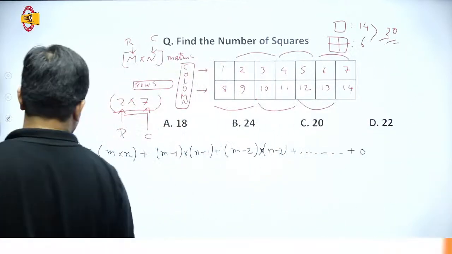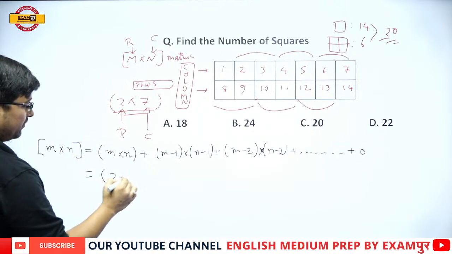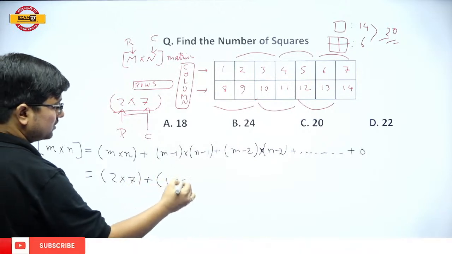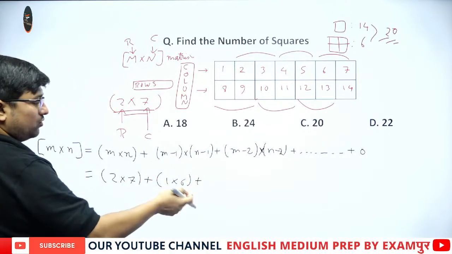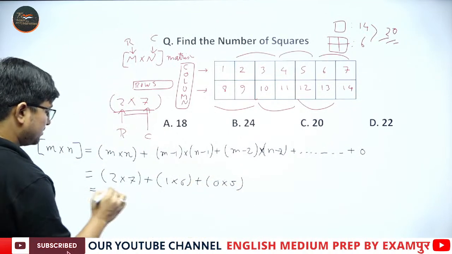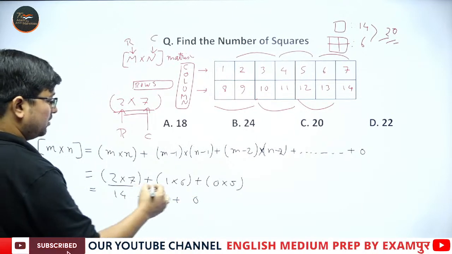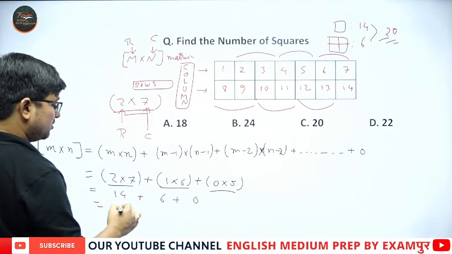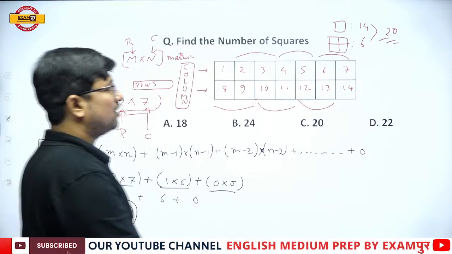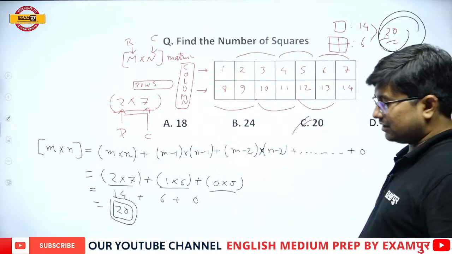So now over here, 2 cross 7 matrix. First 2 into 7, plus subtract 1 from both: 1 into 6, plus subtract 1 from both: 0 into 5. So this is 14 plus 6 plus 0. The right answer is 20. That's the right one, so the answer will always match.